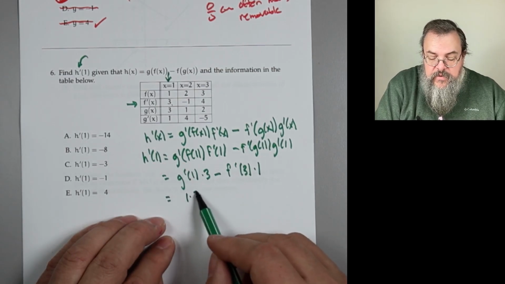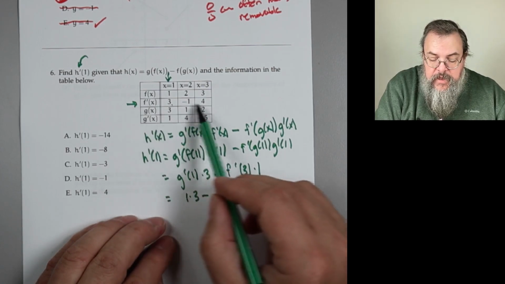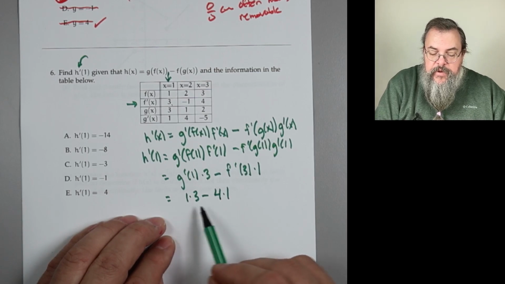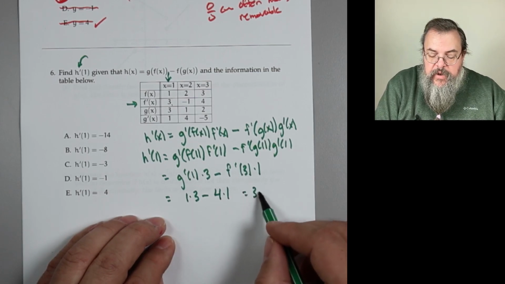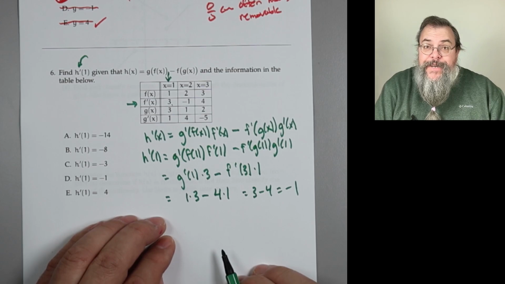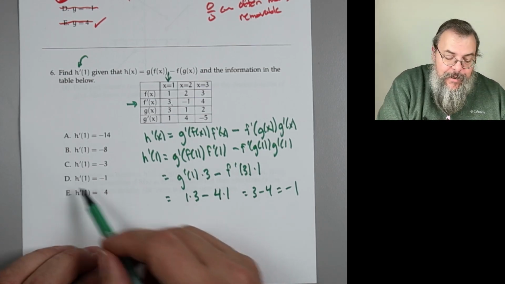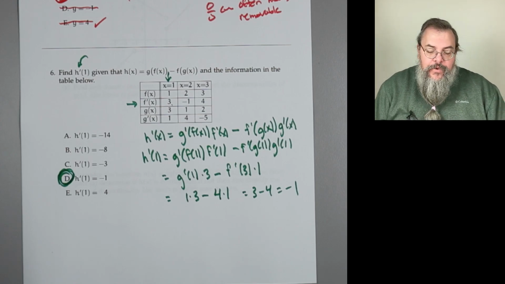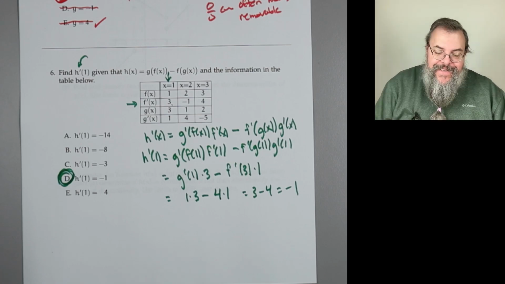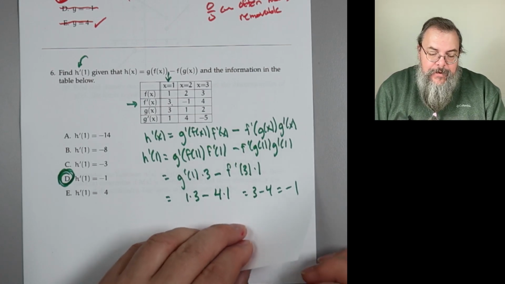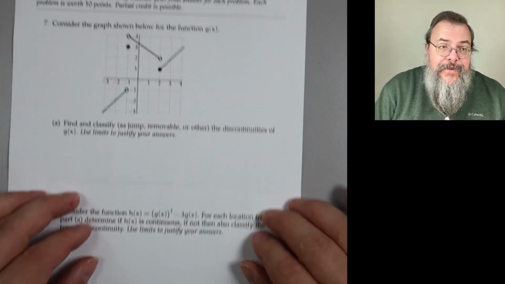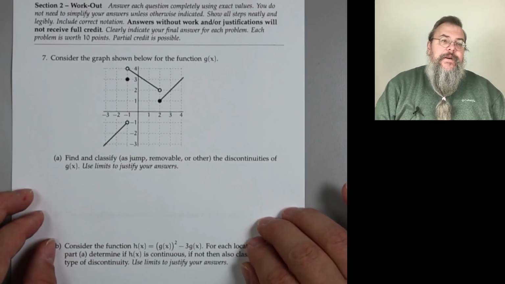Okay, so 1 times 3 minus f prime of 3 is 4. So we have 1 times 3 minus 4 times 1. That's 3 minus 4. That's minus 1. And hey, that's an option. Woohoo! And there we go. All right. Done. We made it through our multiple choice. Nice. All right. Well, on to long answer problems, right? Yeah, you know it. Okay, good.